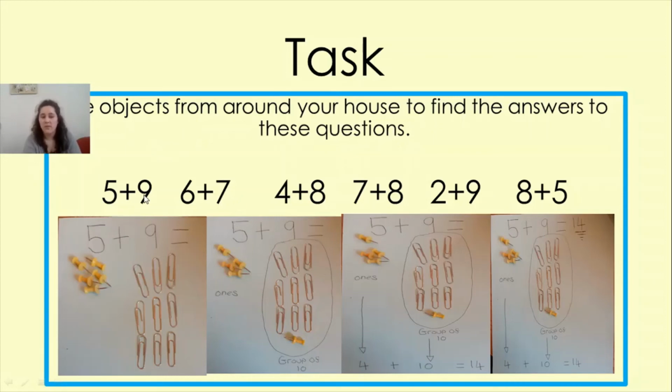The first question was 5 plus 9. I managed to find 5 drawing pins and 9 paper clips. Then I realised that if I moved over 1 drawing pin to my paper clips, 9 plus 1 would make a group of 10. And then I wrote that down here. So I've got my group of 10, and I know I'm plussing 4 ones because I counted my drawing pins that I had left. Then I counted on from 10 and found out that the answer was 14. And I wrote my answer at the top here.